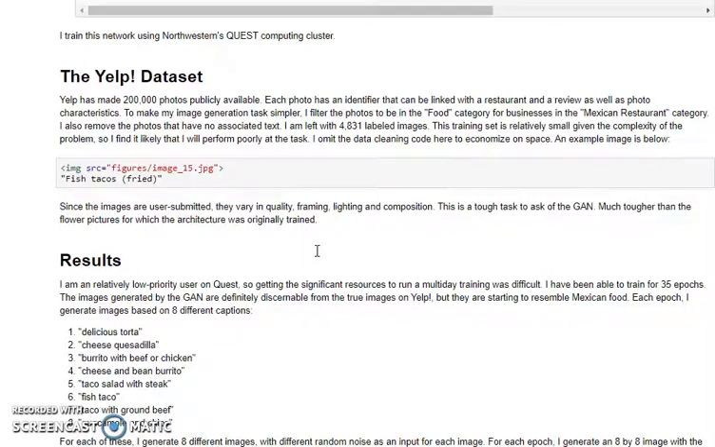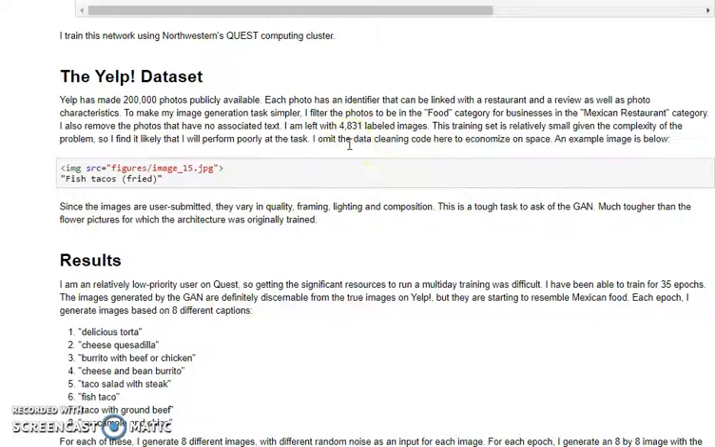So the Yelp dataset has 200,000 photos that are publicly available. Each photo can be linked to a restaurant and a review, as well as a bunch of different characteristics. To do an exercise like this with all of these photos seems very complicated because some of these photos are of food, some are of exteriors of the building, they can be of anything. Instead, I simplified the task by filtering it down to just Mexican food, just pictures of food at restaurants that were in the Mexican restaurant category, and I could only use photos that had some text associated with them.